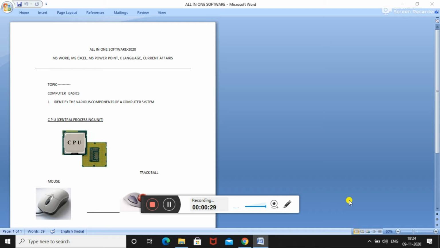CPU itself has the following three components: first, memory or storage unit; second, control unit; third, ALU, arithmetic logic unit. What is memory or storage unit? It is also known as internal storage unit, main memory, primary storage or random access memory. It stores all the data and instructions required for processing. It stores intermediate results of processing. All inputs and outputs are transmitted through main memory.